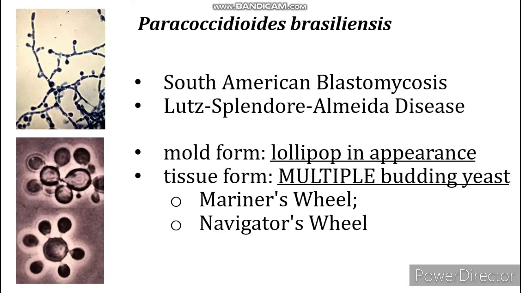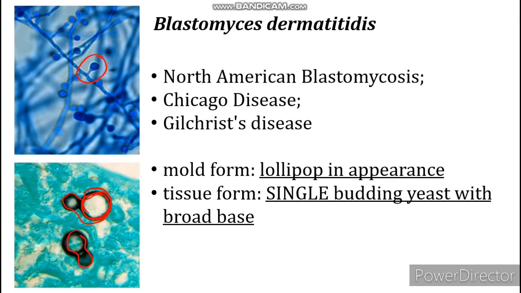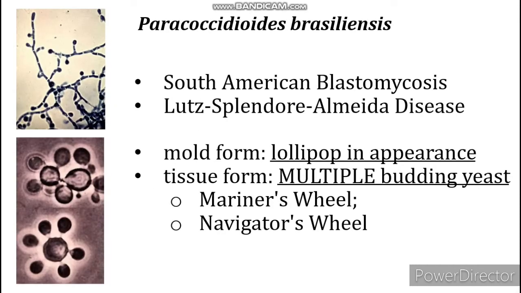Next, you have your Paracoccidioides brasiliensis. It causes South American blastomycosis and Lutz-Splendore-Almeida disease. In its mold form, same as the Blastomyces dermatitidis, it has a lollipop appearance. In tissue form naman, anong difference ni Blastomyces dermatitidis kay Paracoccidioides? In tissue form, it has multiple budding yeast.